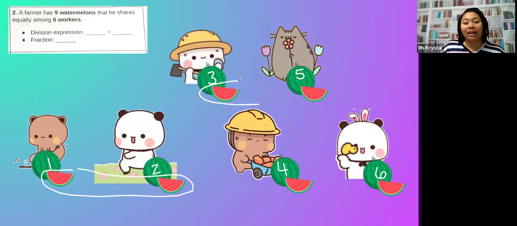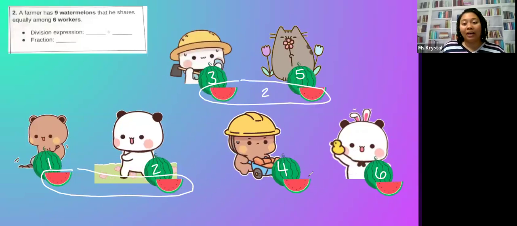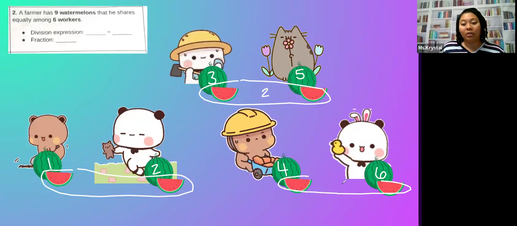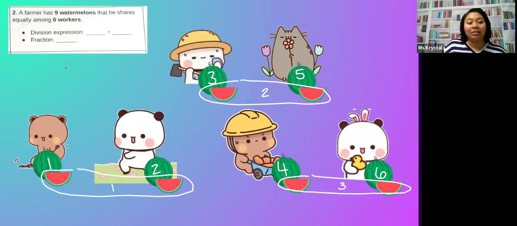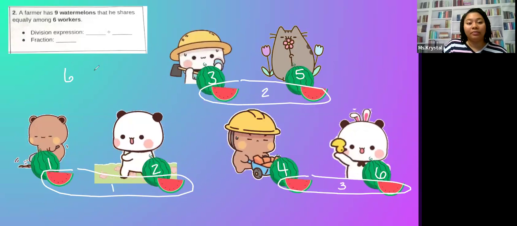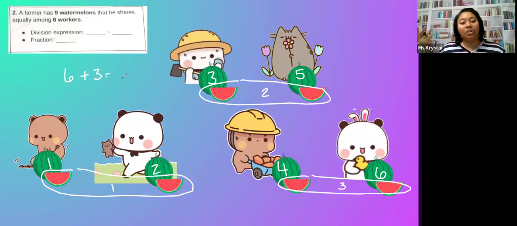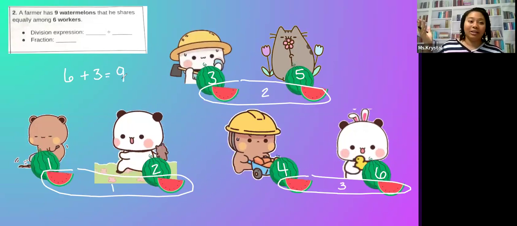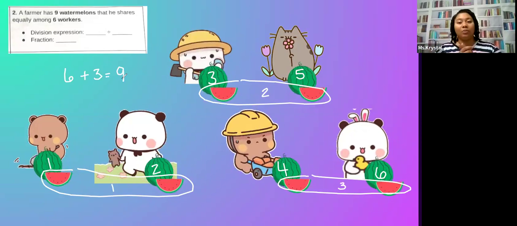This half and this half make a whole. That's 2. And this half and this half make a whole. And that's 3. So what is 6 plus 3? If you said 9, you're absolutely correct. And that goes to show you how those 9 watermelons get split evenly among those 6 workers.